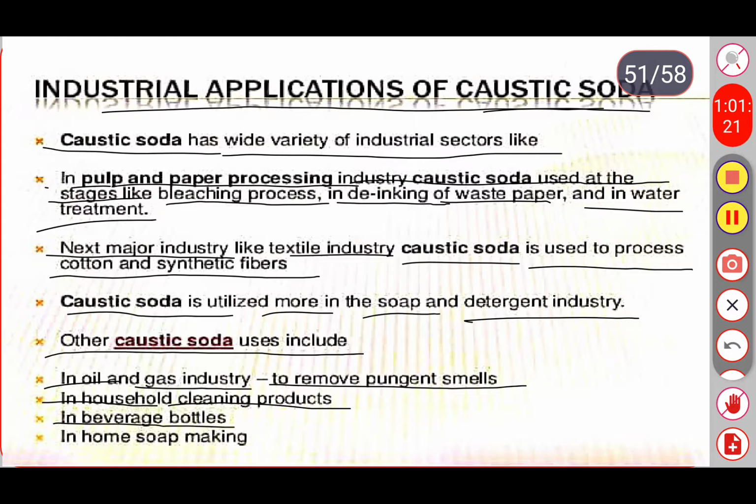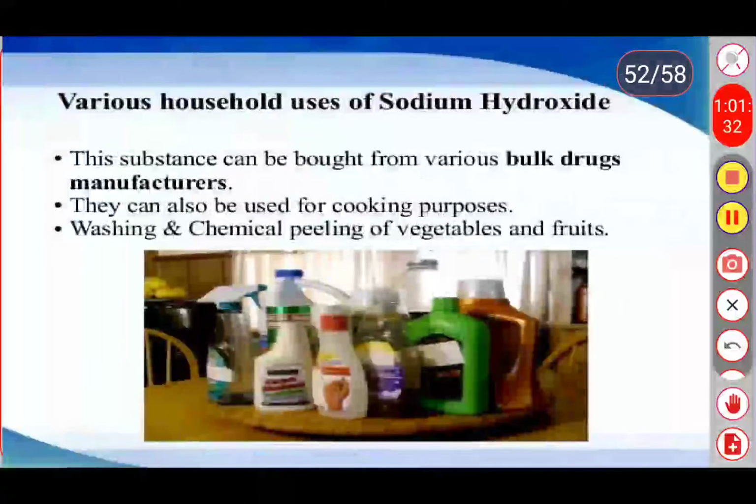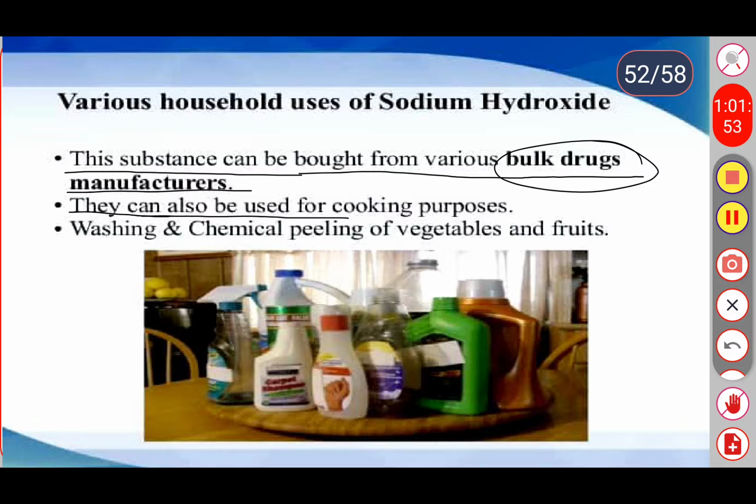And next one is sodium hydroxide. Some uses of sodium hydroxide are given here. First, the substance can be bought from various bulk drug manufacturers. So in drugs we are using sodium hydroxide. Next, it can also be used for cooking purposes. Next, washing and chemical peeling of vegetables and fruits. So these are some of the uses of sodium hydroxide.